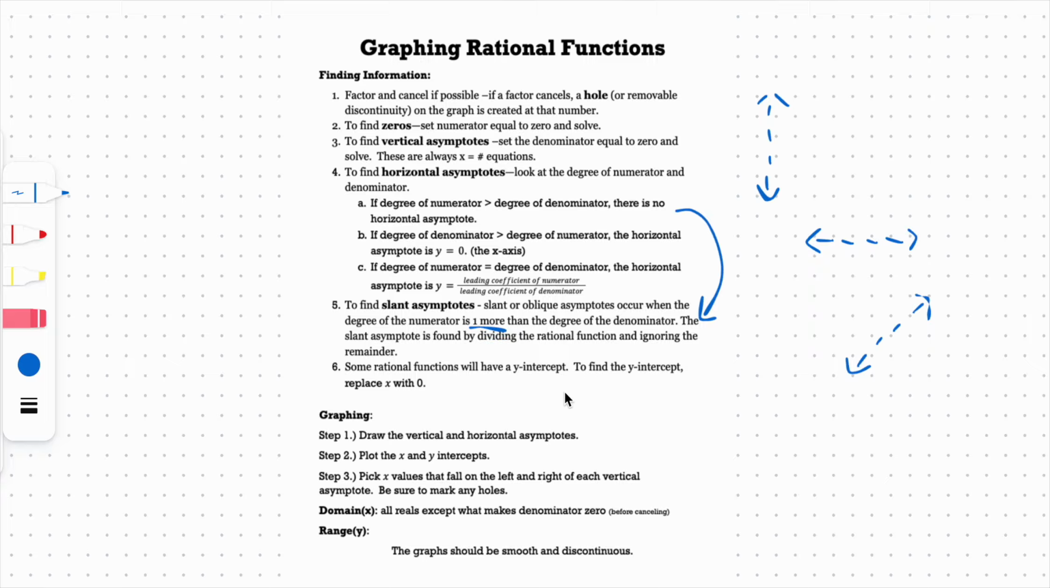And then our last step: some rational functions will have a y-intercept. If there is a y-intercept, just replace x with 0 and solve for your y value. For the actual graphing part, we would draw the vertical and horizontal asymptotes, plot the x and y intercepts, and then pick certain x values to get points and figure out what the graph looks like.